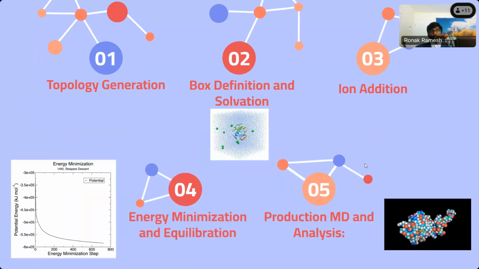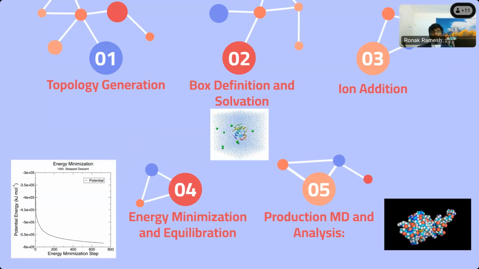So for MD simulations, these are the steps that I use to conduct them. So first I start off with topology generation. In this step, the topology of the system is generated, which includes defining the types of atoms, bonds, angles, and dihedrals which are present in the molecule. And second, the box definition and solvation. This is where the simulation box is defined, and this is where we place the molecule of interest.